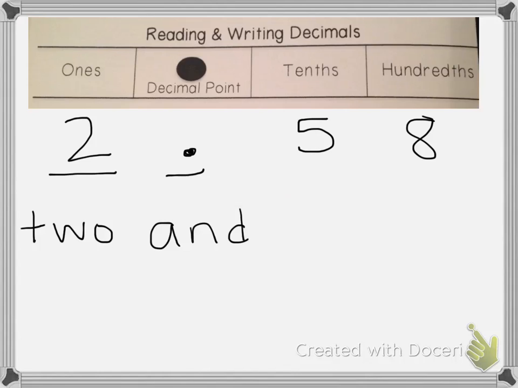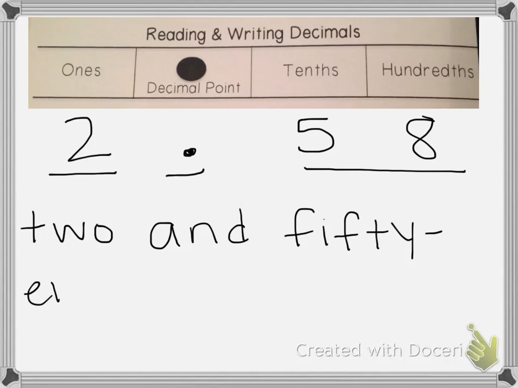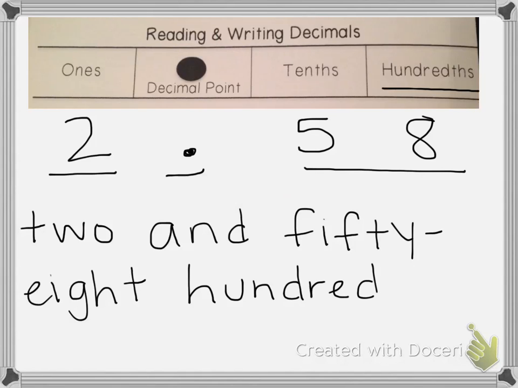Then you read the number to the right of the decimal point. So 58. Finally, you read the name of the place the last digit is in. So our last digit is the 8, and that's in the hundredths place. So we would read this number 2 and 58 hundredths.